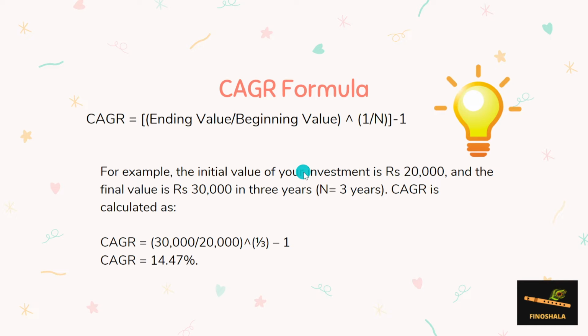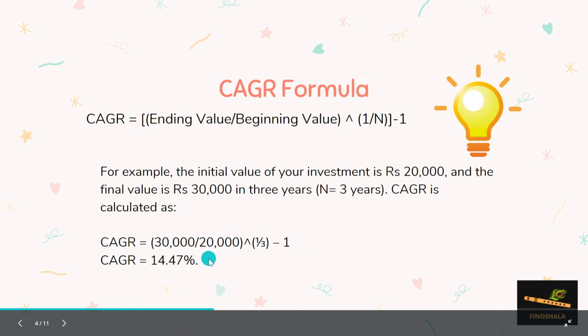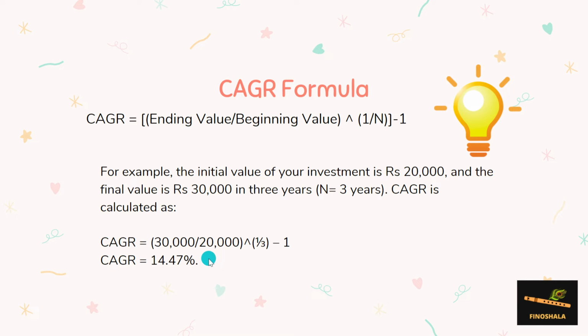Let's understand this with an example. Suppose the initial value of your investment was rupees 20,000, that is, you have put in 20,000 today. And after 3 years, that is in 2025, the final value is 30,000 rupees for that initial investment. So here the CAGR will be calculated as 30,000 divided by 20,000, the initial value, raised to 1 by 3, that is in power. And whatever value will come, that would be subtracted from 1 and we'll get this percentage. So this is a 14.47% annualized growth rate from this investment.